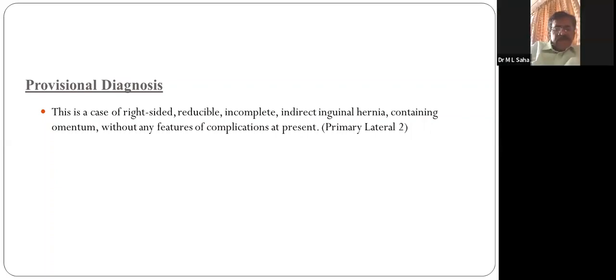You can show us the method to examine for getting above the swelling. Yes, sir.